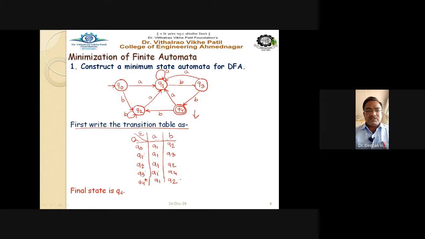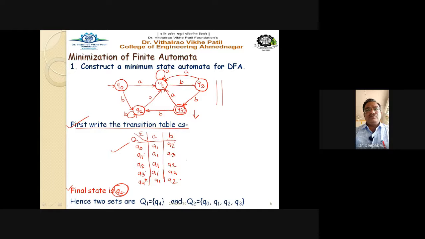There is always a question: minimize the given finite automata. Minimize the finite automata means we have to minimize the number of states here. Whatever the number of states may be, we have to minimize it. So the first step is to write the transition table. Yes, it is written. Identify the final state. So Q4 is your final state.